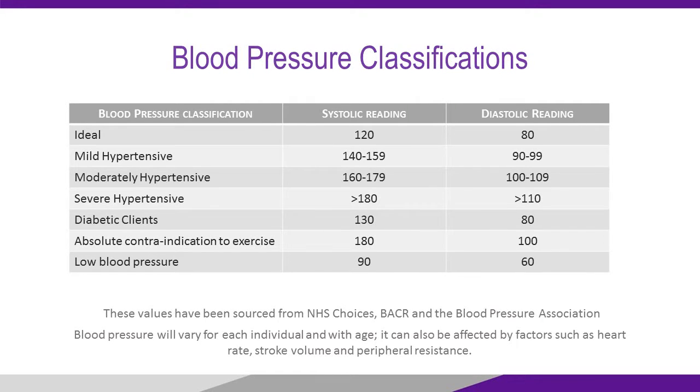And finally, low blood pressure can be indicated at a reading of around 90 over 60, but it really is dependent on the person as to whether this is a problem for them.